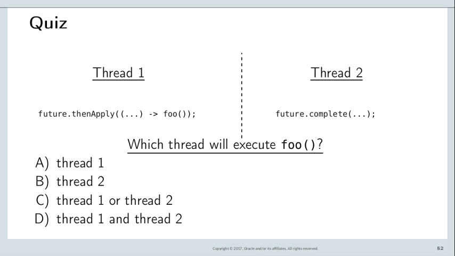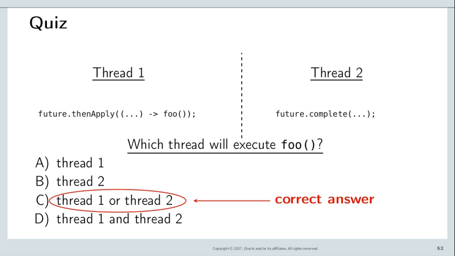Okay, let's move further, and I'd like just to ask you the first question. If we have two threads, and from one thread we are constructing a chain to our future, and from the other thread we are just performing completion of that future, so where our action will be executed, from which thread? Some way it should be executed anyway, and the proper answer is here. It could be executed from both threads.